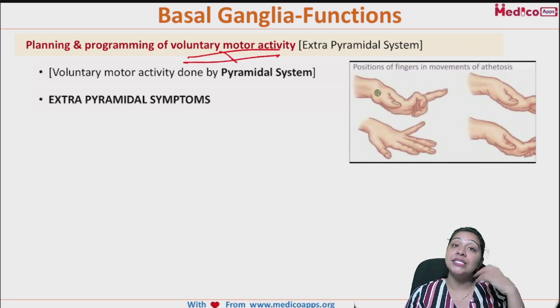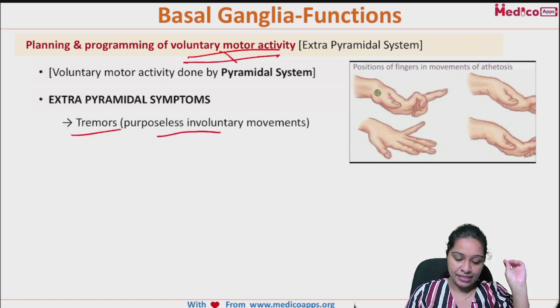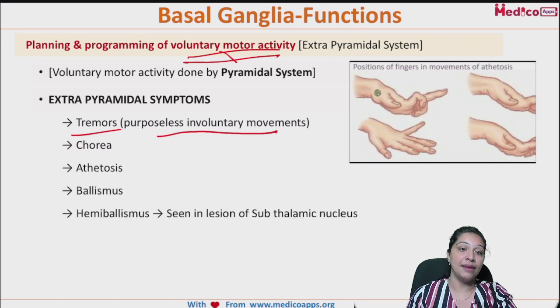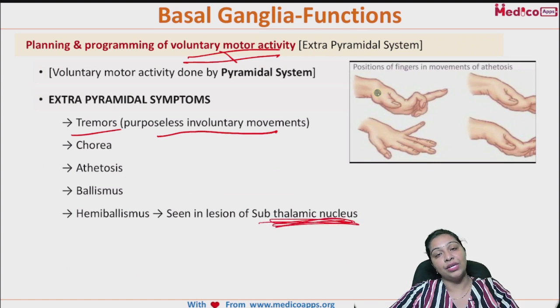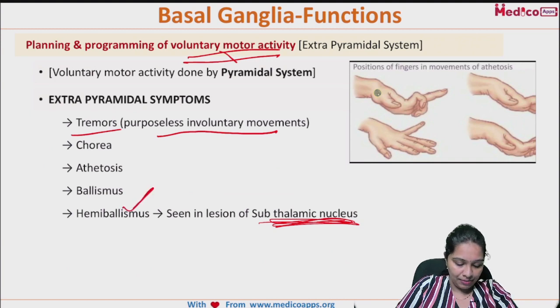The extrapyramidal symptoms occur when the extrapyramidal tracts are damaged. What are these symptoms? These are tremors, that is purposeless or involuntary movements, then chorea, athetosis, and ballismus, and hemiballismus seen in lesions of the subthalamic nucleus. These are all related to the functions of the basal ganglia. When there is, let's say, an ischemia or a bleed which causes a disorder of the basal ganglia, mainly when the subthalamic nucleus, a functional nucleus, is involved, we have what is known as hemiballismus.